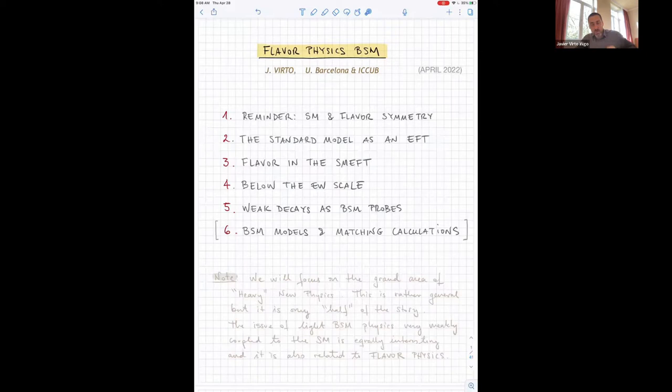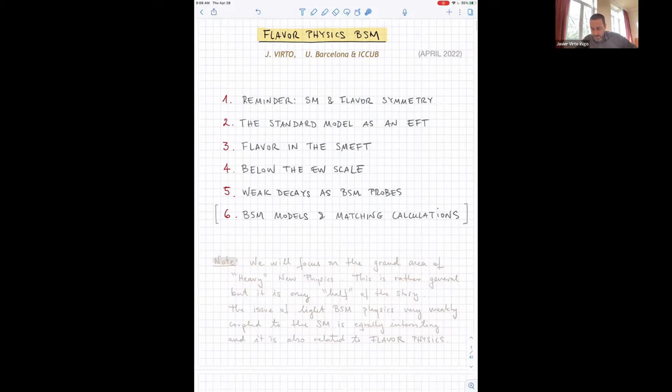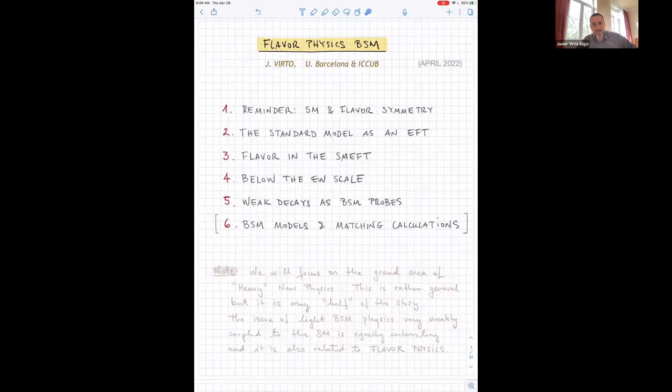Okay, and this is what I plan to do, roughly. So this is the outline of my course. I will start with a small reminder of the standard model and flavor symmetry. I know you had the lectures by Yuval, and you should know a bit about the standard model already, but it's never a bad idea to repeat certain important things. So I will start today with this first chapter.